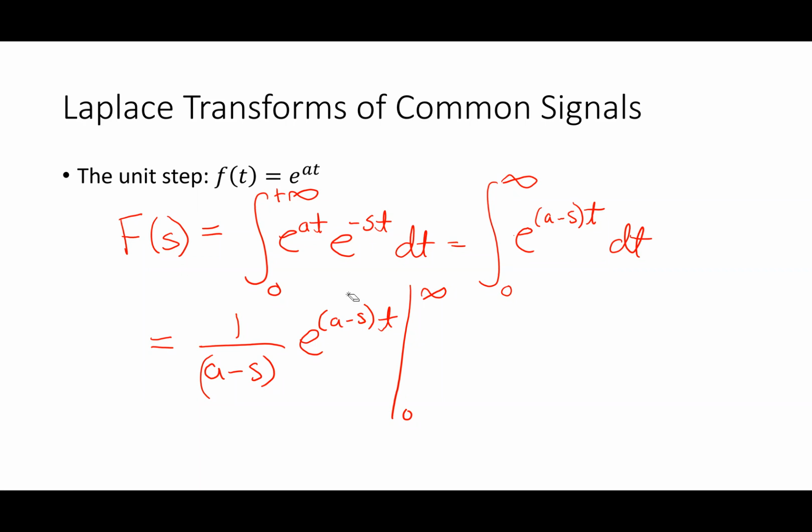The way I think about this, if I want to check, I take the derivative. If I took the derivative, I should get back to my original input. So take the derivative of 1 over a minus s times e to the a minus st, and you would get e to the a minus st. If you evaluate that, it's not particularly exciting. At the end of the day, you're going to get 1 over s minus a. So the Laplace transform of e to the at is 1 over s minus a.